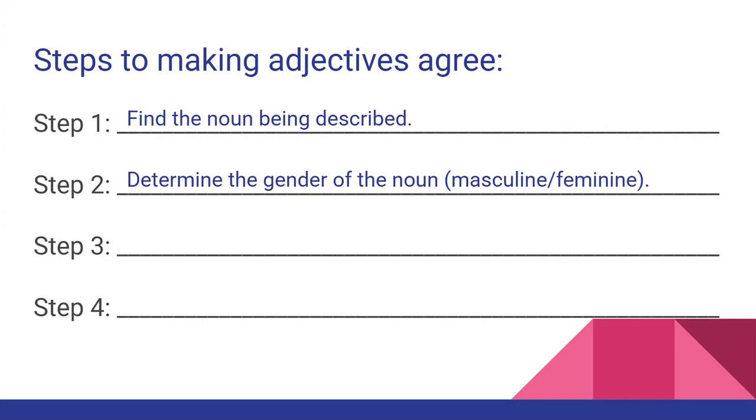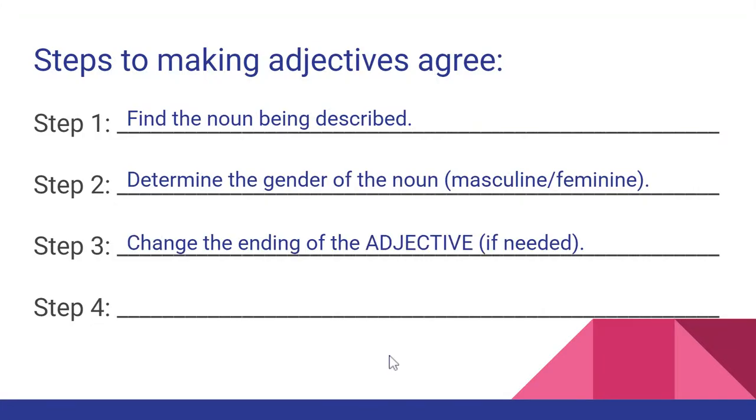Then you need to determine the gender of the noun. Is it masculine or is it feminine? You can do that by looking at the el or the la, by looking at the ending, or you can look it up. The third thing you want to do is change the ending of the adjective if needed. Once we look at the noun to figure out what type of noun we have, we need to go to the adjective and change it. Some adjectives will already be in a form that agrees, and some adjectives have forms that agree with both masculine and feminine nouns. So we don't always have to change the adjective, but we need to look at it and decide.